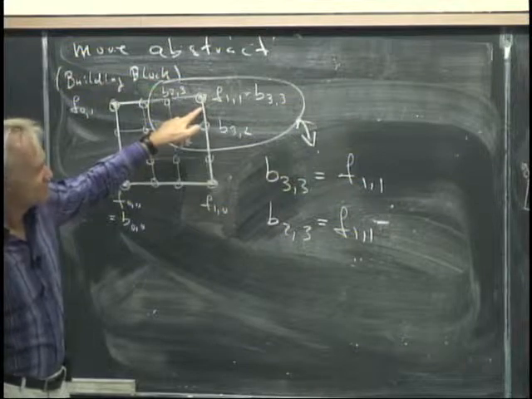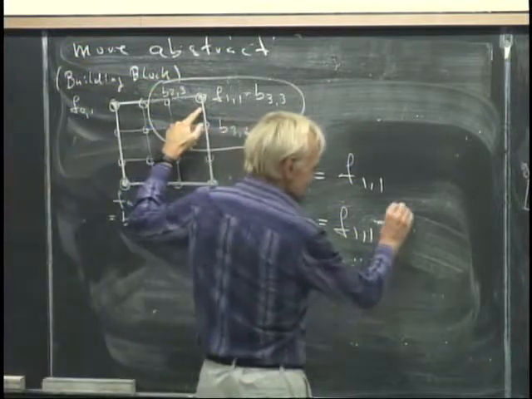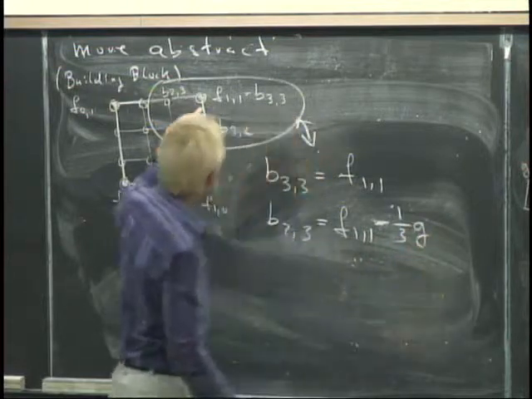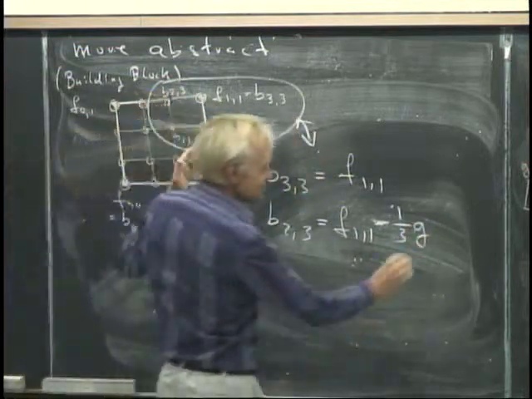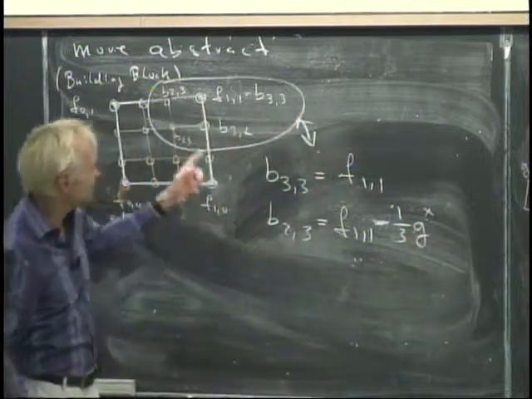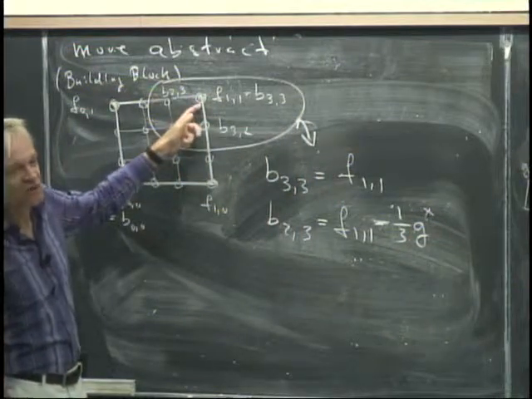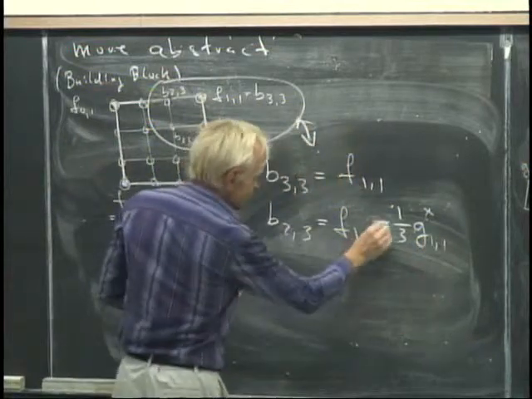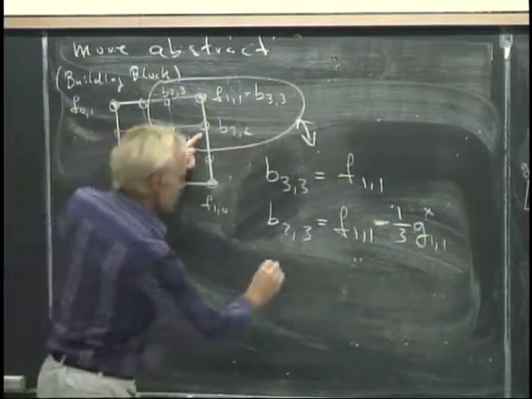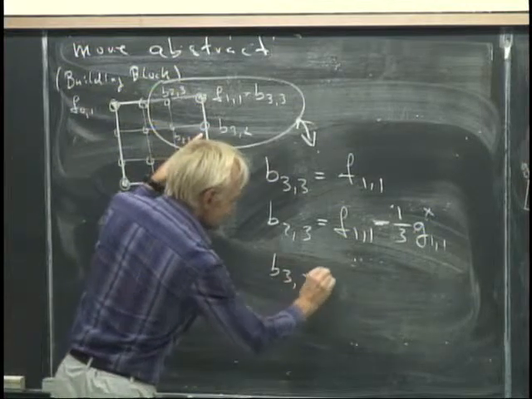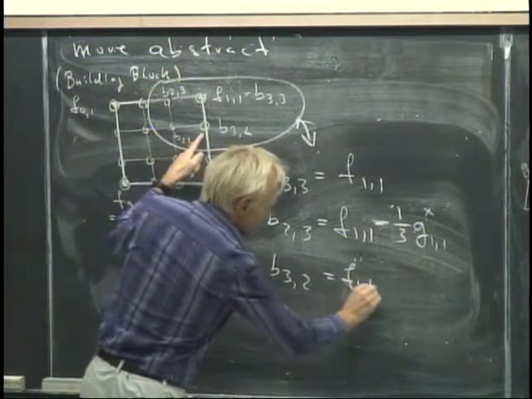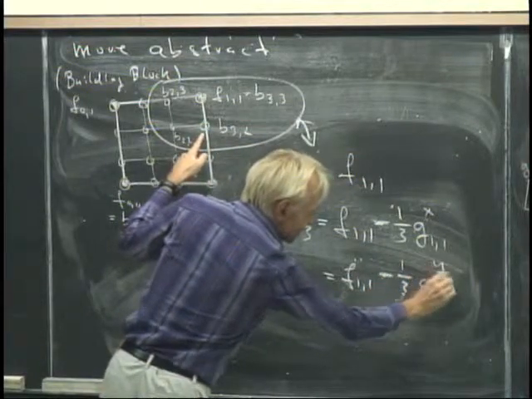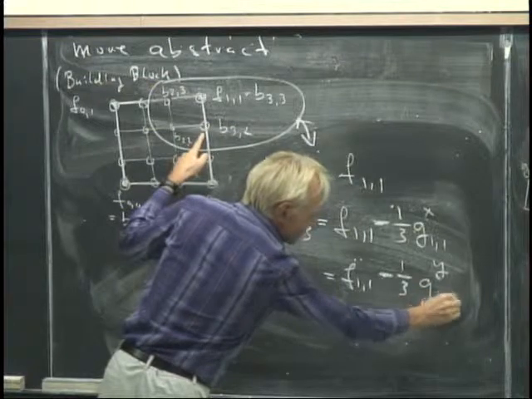Minus 1/3. The 1/3 is the magic 1/3 thing. Yes, minus 1/3 of something, of a gradient, right? In which direction are we going? In x. So it's a gradient in x. Which gradient are we talking about? The gradient that we have there, which was called g11 in our indexing. Okay, that's that. Now let's do this guy. B3, 2 equals f11 minus again 1/3 of the gradient, but this time the gradient in y direction at that upper right corner, 1, 1.